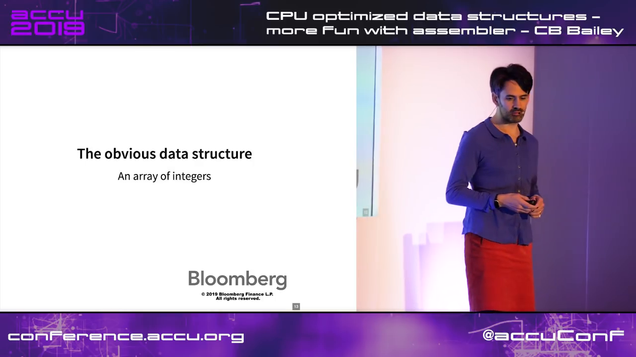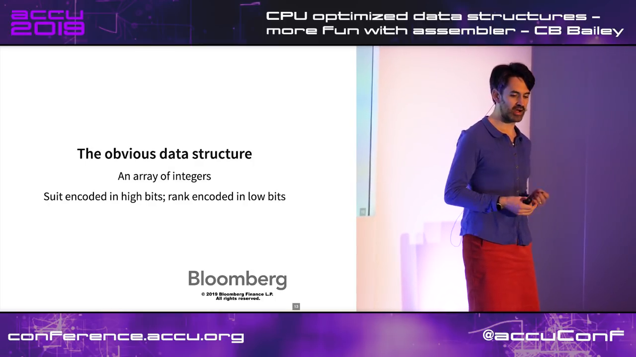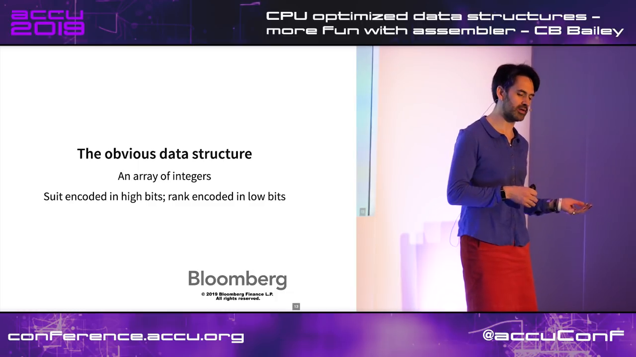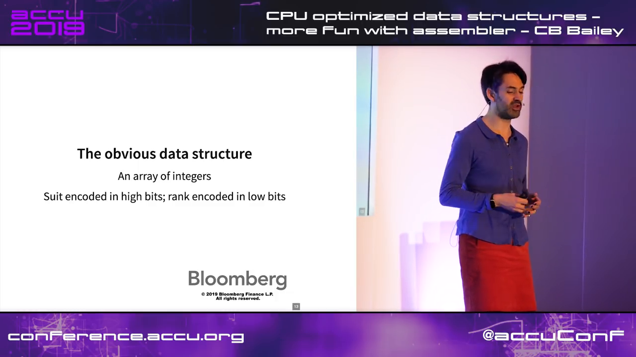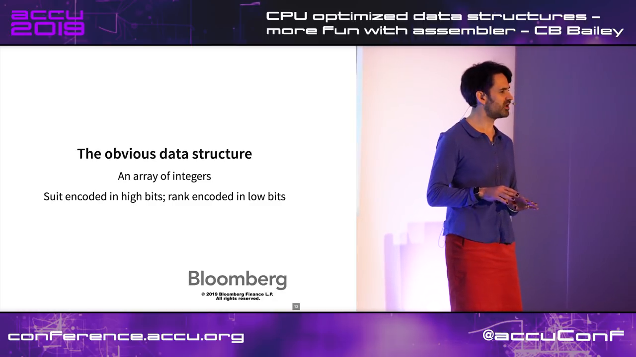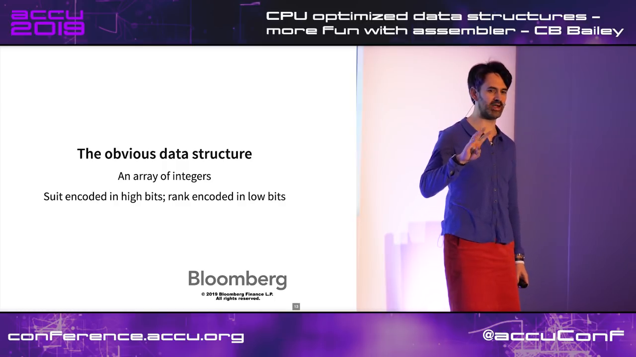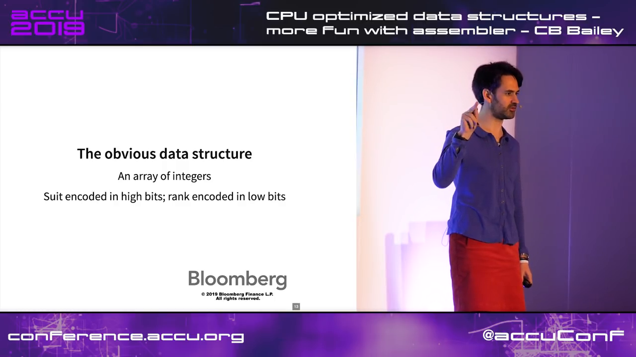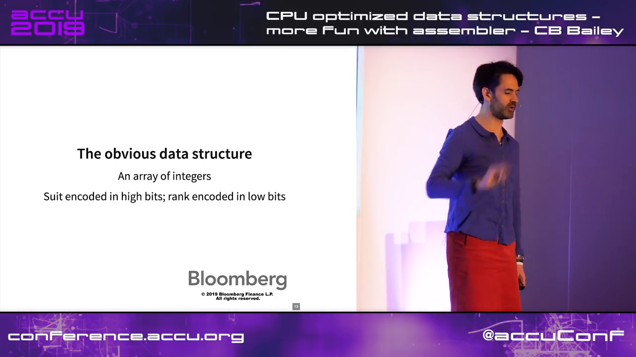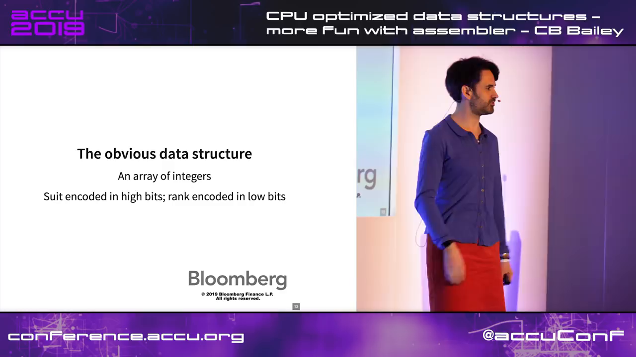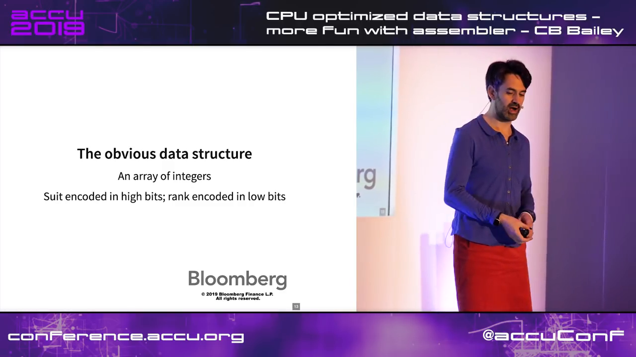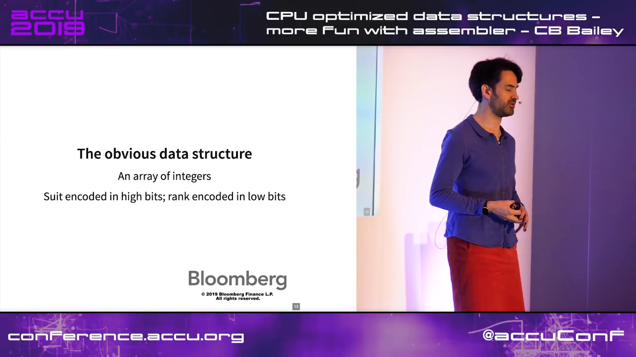So an array of integers, and generally the approach I took was to encode the suit in the high bits and then encode the rank in the low bits. You can actually fit it into a byte, because to go up to ace, so 2, 3, 4, 5, 6, 7, 8, 9, 10, jack, queen, king, I haven't used all of my four bits yet. And then I can put the suit, which is only two bits, because I've only got four of those, in one up. So it actually does all fit in a char.